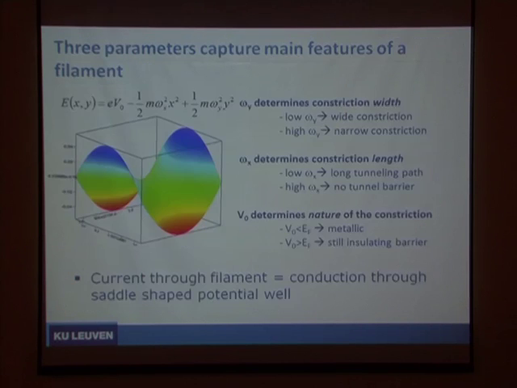And this is the mathematical form. There are two parameters used. Wx is associated with the dimension going across the layer, so it's the length of the filament, and Wy is the width of this constriction.